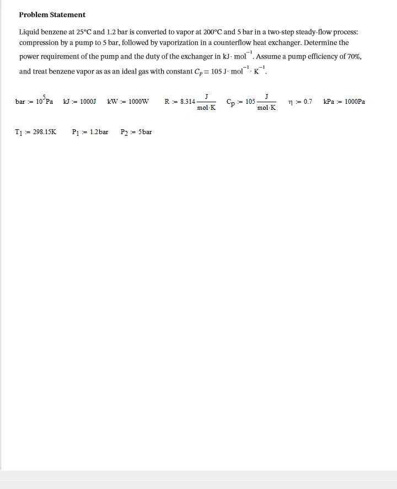We're going to assume a pump efficiency of 70%, and we're going to treat the benzene vapor as an ideal gas with a constant heat capacity of 105 joules per mole Kelvin. So we've got some of our preliminary and given information here. Our T1 is 25 degrees C, 298 Kelvin. P1 is 1.2 bar, and it's coming out of the pump at 5 bar.